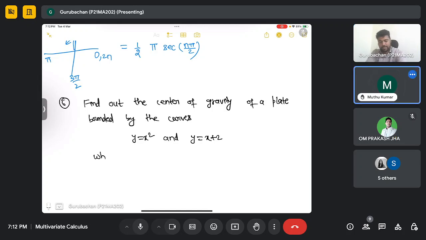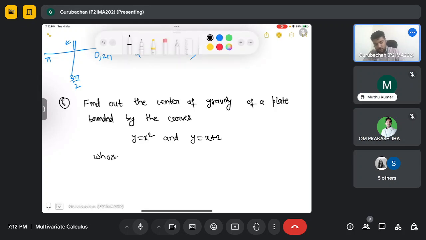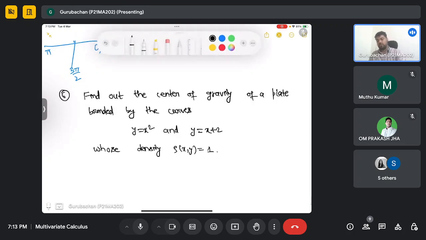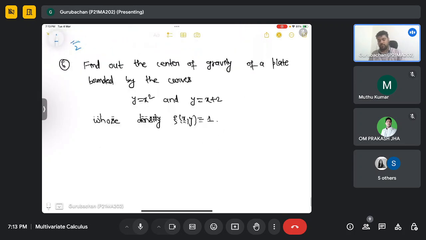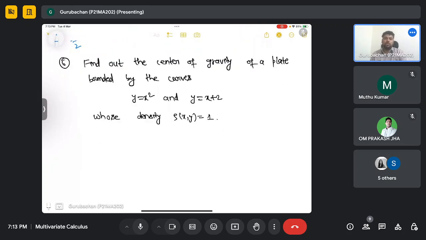Okay. So here, a region whose density rho xy is 1. We have done question number 2, I think, which is based on this center of gravity. Then again, there is one more question I'm giving you so that you can get comfortable with this center of gravity. This time you will solve it and tell me the answer.